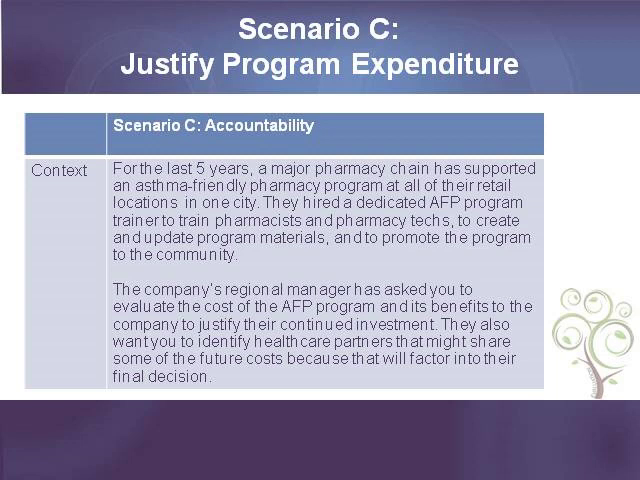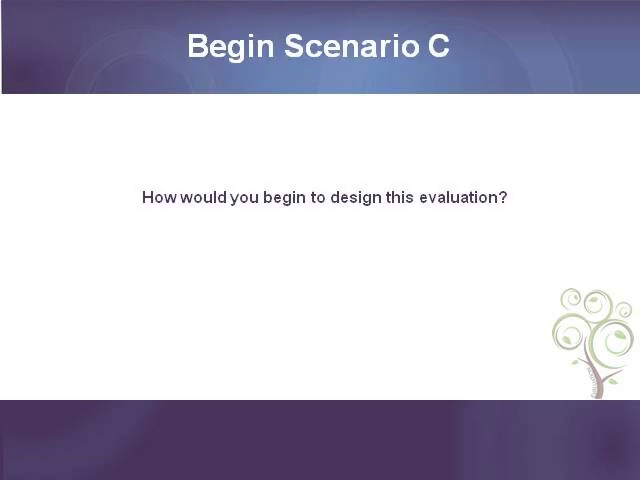The company's regional manager has asked you to evaluate the cost of the AFP program and its benefits to the company to justify their continued investment. They also want you to identify healthcare partners that might share some of the future costs, because that's going to factor into their final decision about whether to continue this or not. So how do we begin to design this evaluation?